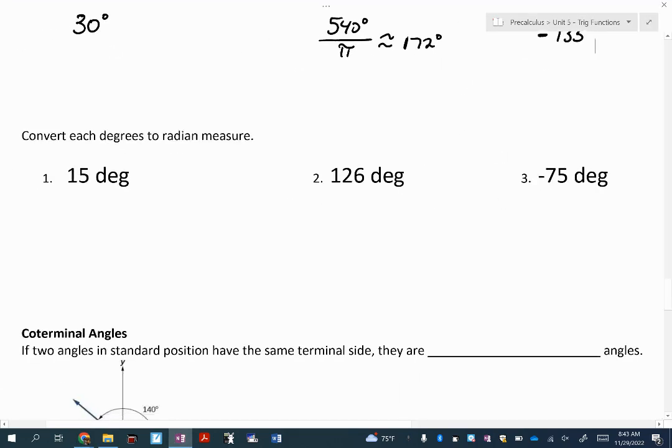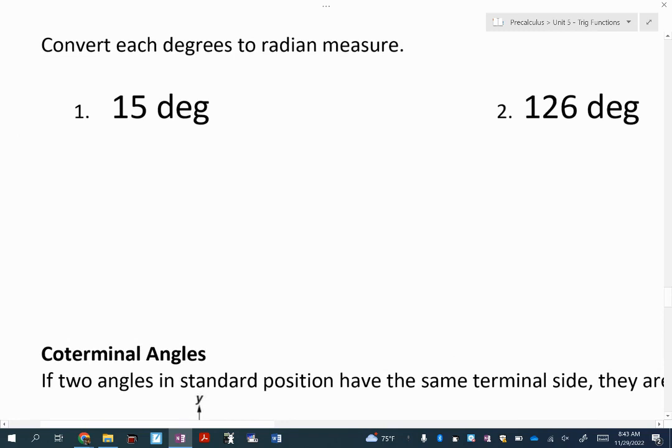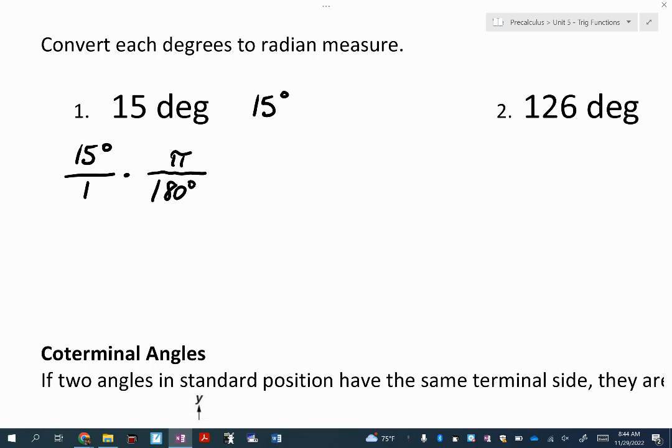Now we're going to go the other direction and go from degrees to radians. I'm not a big fan of the DEG. So really I'm thinking 15 degrees. So 15 degrees over 1 times, and I want to cross out degrees. So I'm putting 180 degrees in the bottom. Now, when I do this, you could go ahead and try to reduce on your own. You can see that you can reduce 15 over 180, but go ahead and use the calculator. You have it at your disposal.